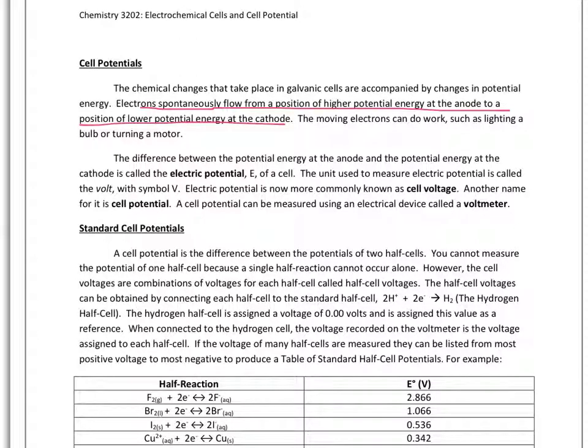The difference between the potential energy at the anode and the potential energy at the cathode is called electric potential, which is denoted by the capital E of a cell. The unit used to measure the electric potential is called the volt, with the symbol capital V. So if we were to write that, we would say that, for instance, potential energy is equal to 1 volt.